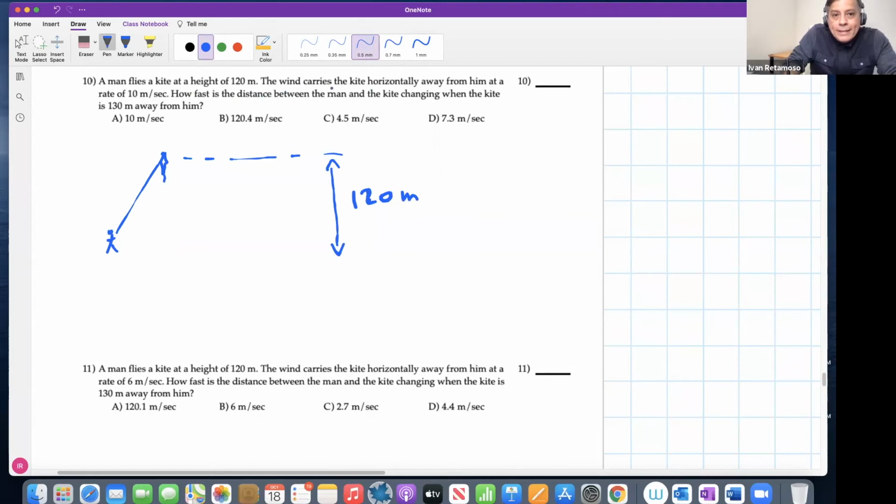Now the wind carries the kite horizontally, right? It's moving it horizontally in this direction, away from him at a rate of 10 meters per second. So as a consequence, the kite at any other moment may appear here, right? So this is the general diagram, and this is always 120 meters, right?